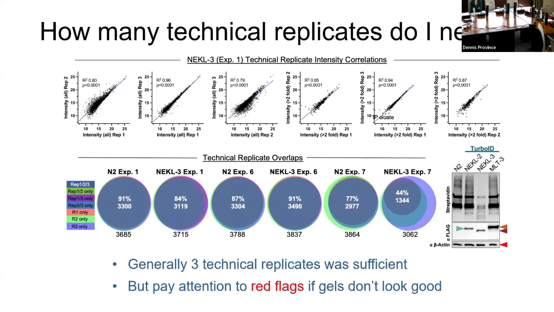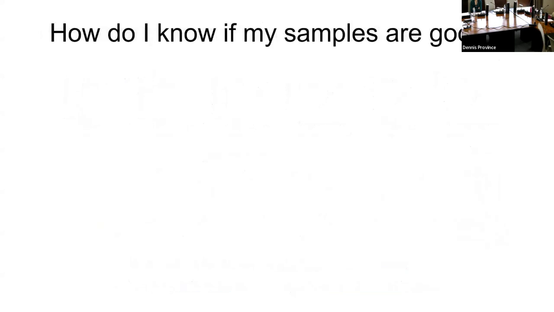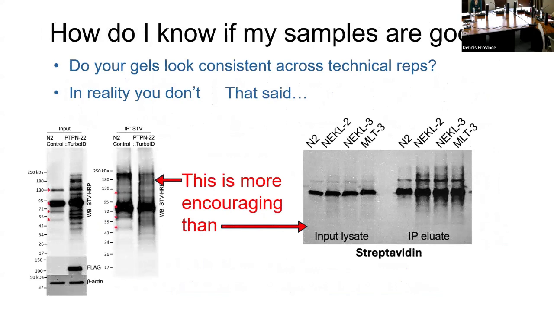Okay. So generally, I think 3 replicates is sufficient, but pay attention to red flags. If things don't look good, it's not just that you forgot to load the gel right. You really might have a bad sample. So how do I know my samples are good? Your gels look consistent across technical replicates, but like I said, in reality, you don't.